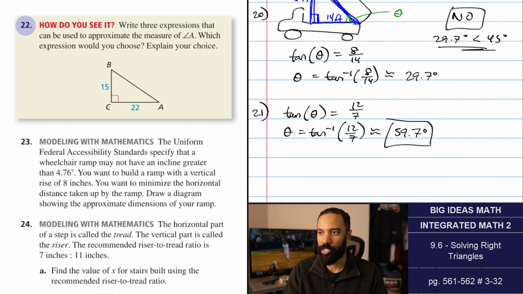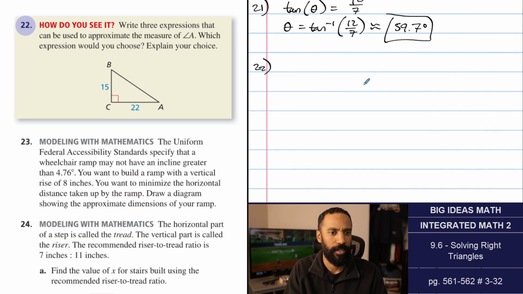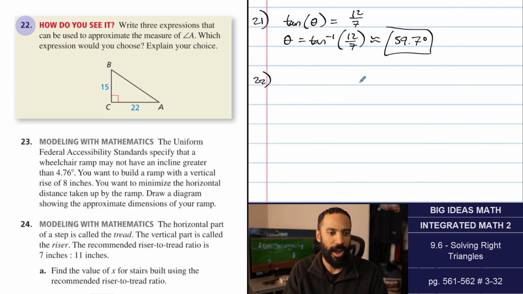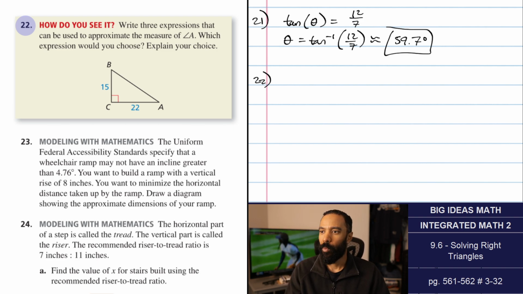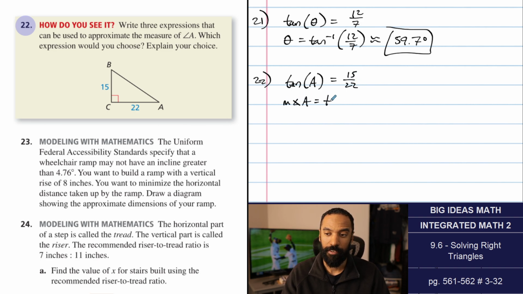All right, number 22. How do you see it? These problems tend to go quicker. Write 3 expressions that can be used to approximate the measure of angle A. Which expression would you choose? Explain your choice. Well, the first one is the one that I would use. Given what I already have, measure of angle A, I have the opposite and adjacent, I would use tangent. So I could say the tangent of angle A is 15 over 22. Therefore, the measure of angle A is inverse tangent of 15 over 22.